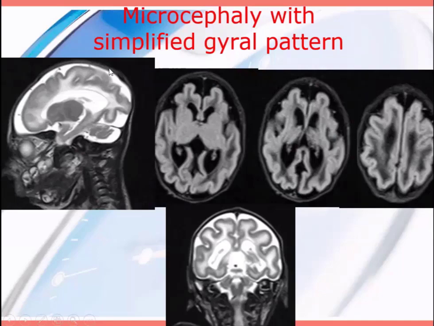So this case is called microcephaly with simplified gyral pattern. Is TORCH the only cause of microcephaly with simplified gyral pattern? No. We have two entities. One of them is genetic related, and the other one is TORCH. So whenever you find microcephaly with simplified gyral pattern, you have to do TORCH screening. And if it is negative, it may be related to chromosomal aberration and it is genetic.